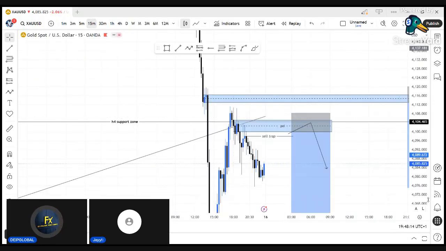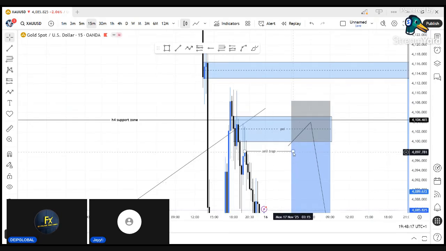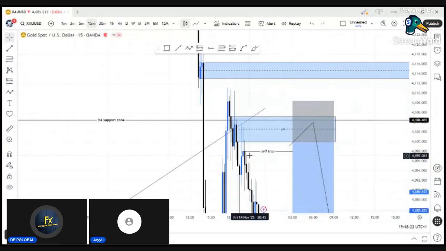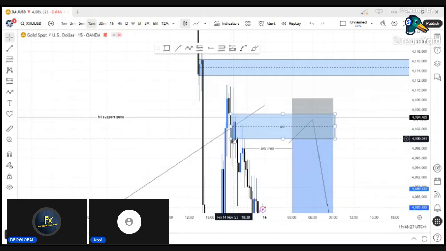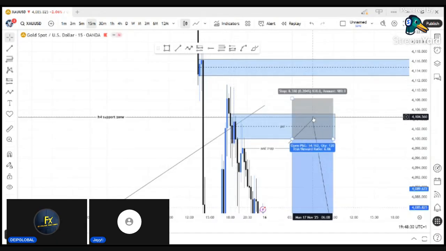Would have set my limit. So this is my sell trap. This is how I want the market to trap the sellers. Sell trap right here. Sell trap right here. This is my proper zone. Proper zone around here. Comes up.